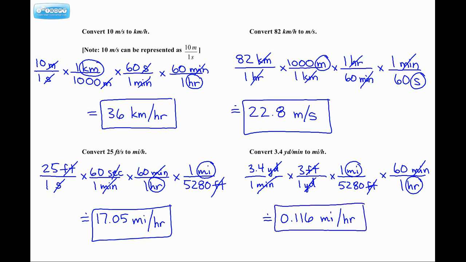So I hope that's pretty clear. That is how we convert rates. And you are going to do that a lot in physics or chemistry.